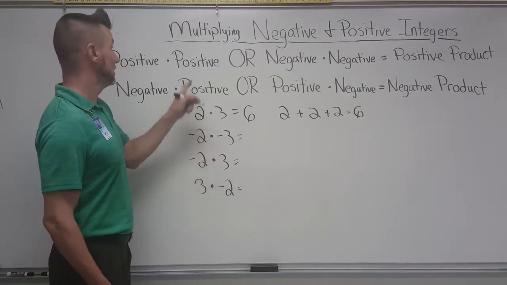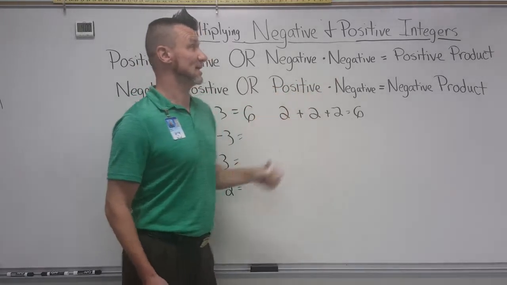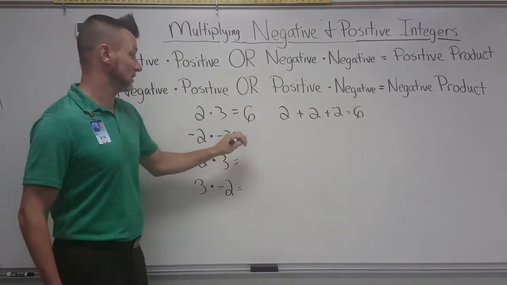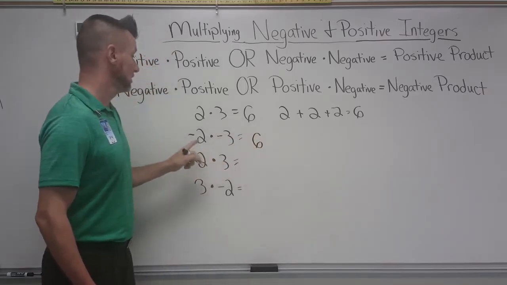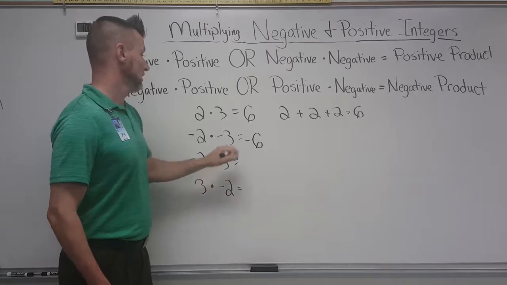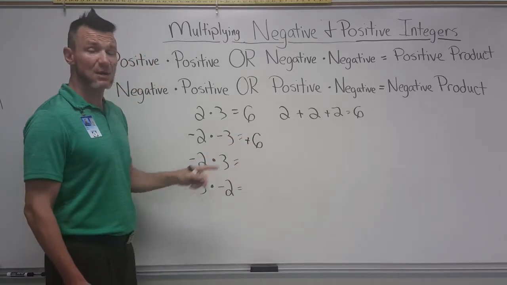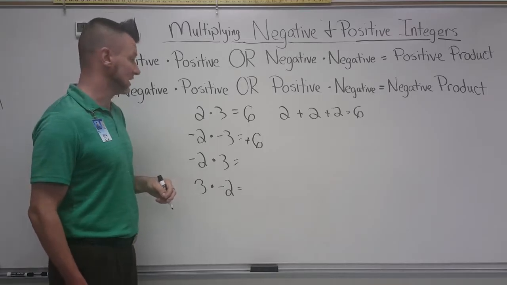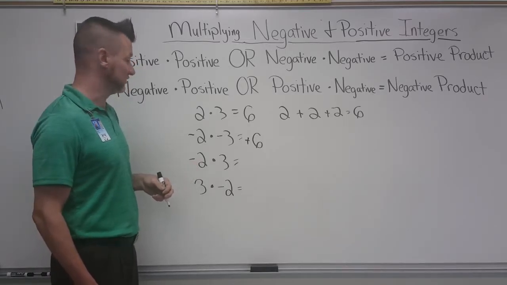Now, let's take a look at negative 2 times negative 3. We know that a negative times a negative equals a positive product. So, 2 times 3 we know is 6, and we have 2 negative symbols, therefore, it is going to be positive. Now, we don't have to write the positive symbol there, but I'm going to go ahead and write that sign just to make further clarification.